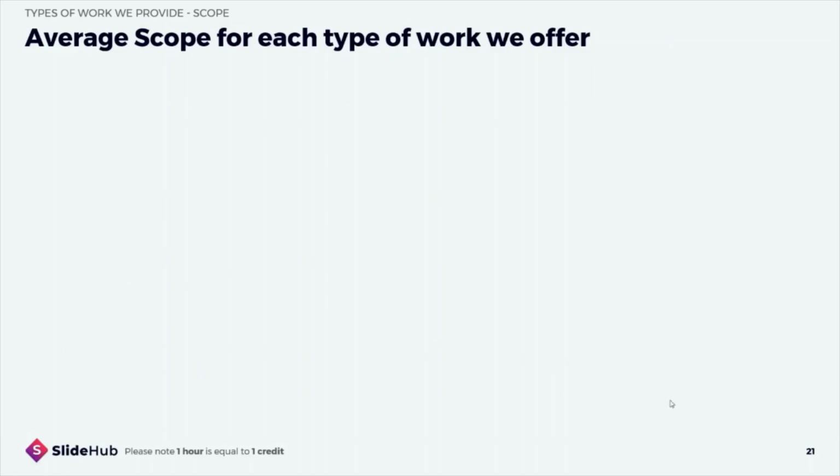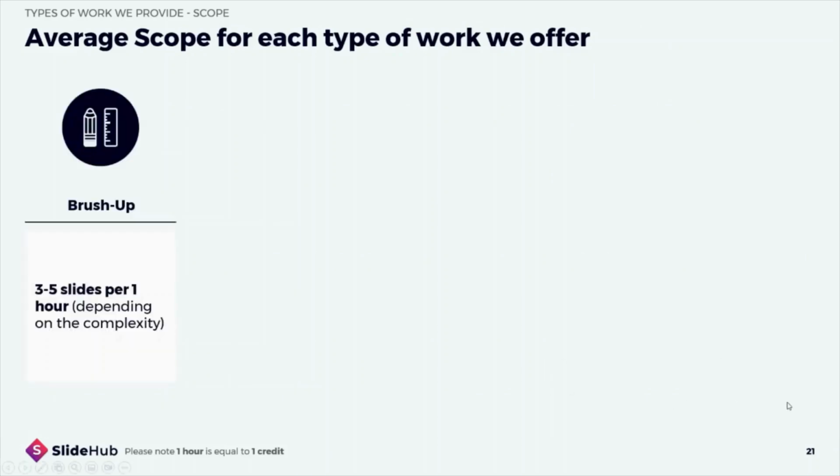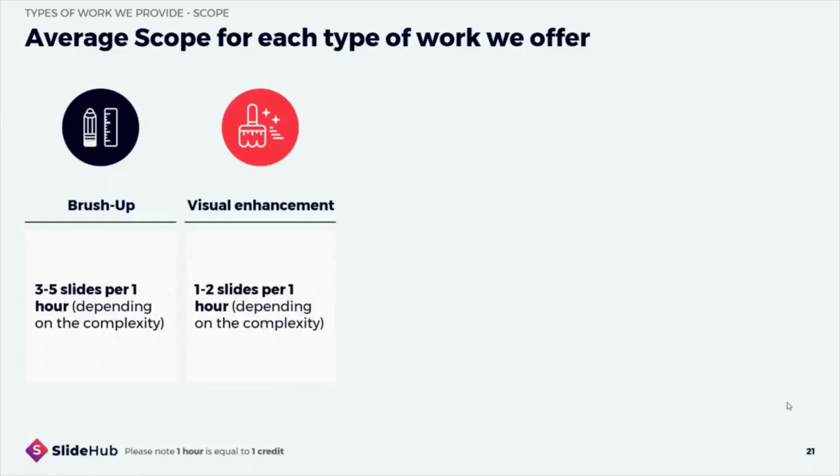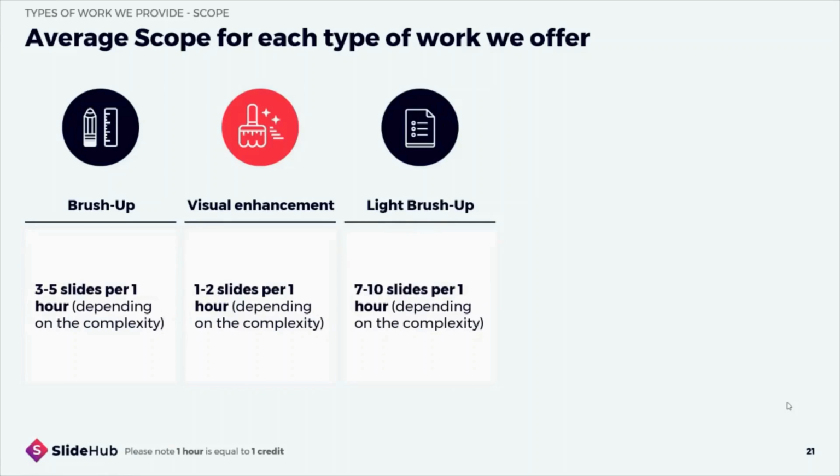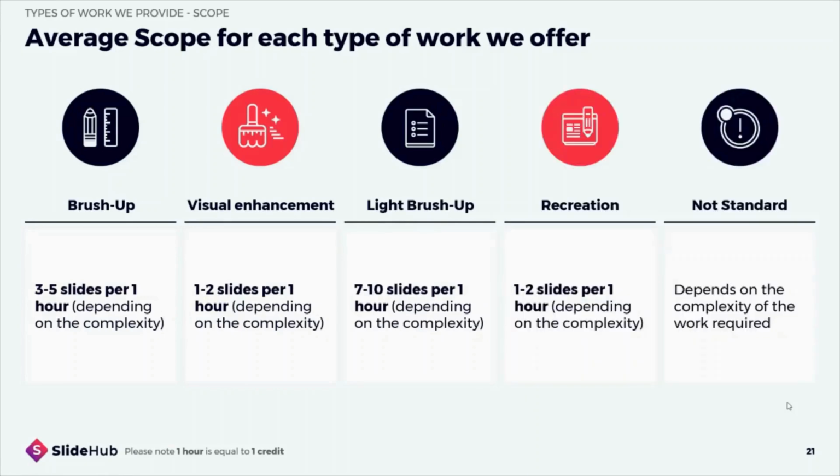Now let's look at the average scope of work for each task type. Brush up, around 3 to 5 slides per hour. Visual enhancement, 1 to 2 slides per hour. Recreation, 1 to 2 slides per hour. Non-standard, depends on the complexity.